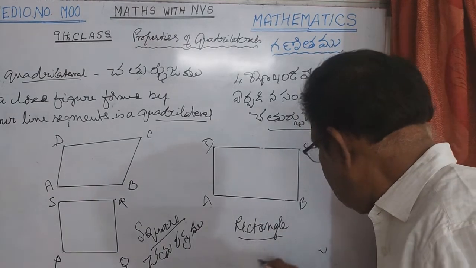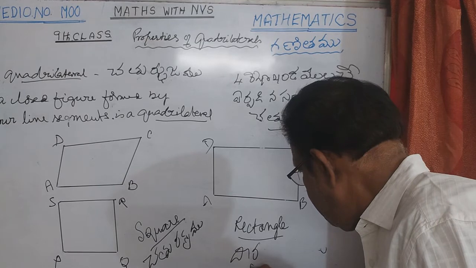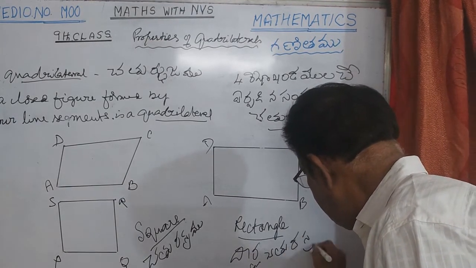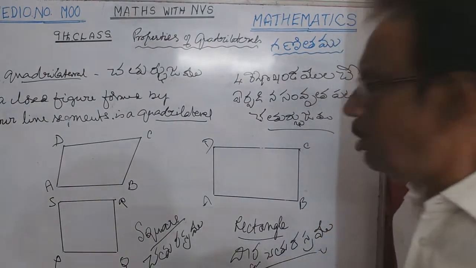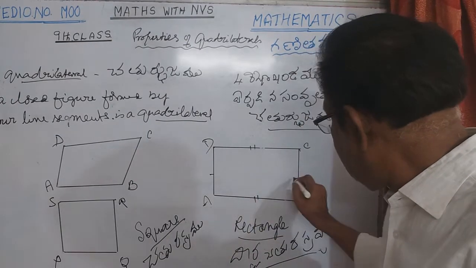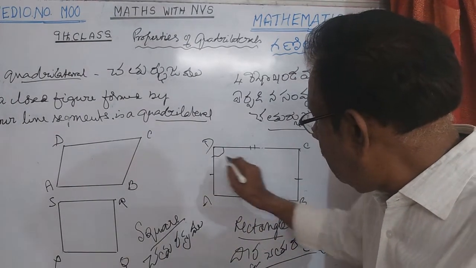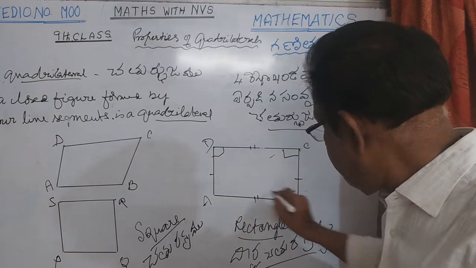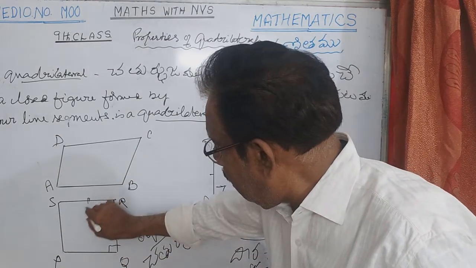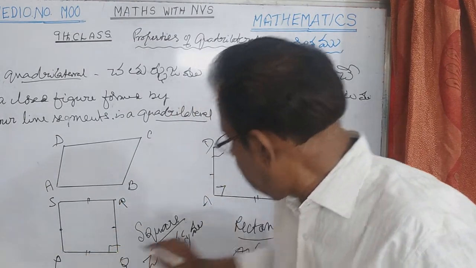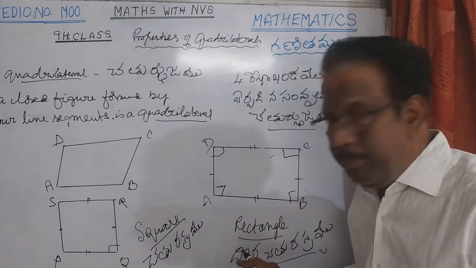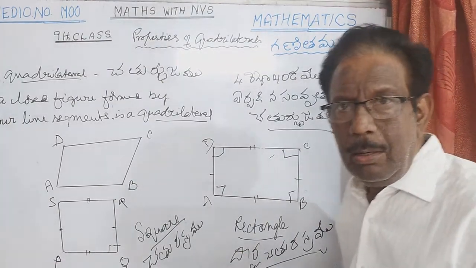This is a rectangle. దీర్ఘచతురస్రము. దీన్ని దీర్ఘచతురస్రము అంటాం. Understand? These two are equal and these two are equal. All angles are 90 degrees. Here also all angles are 90 degrees. All sides are equal here. This is a square and this is a rectangle. Understand? There are some more types of quadrilaterals. Let us see in a moment.